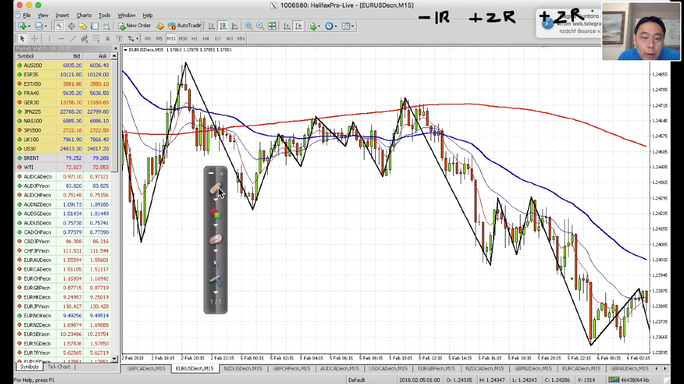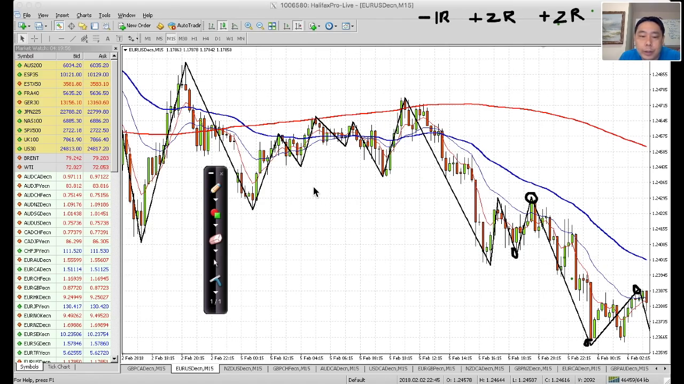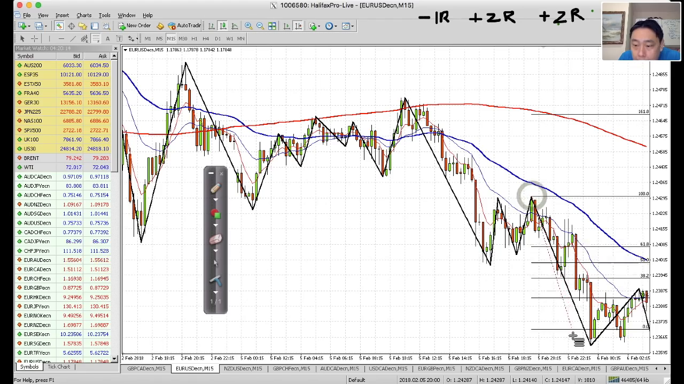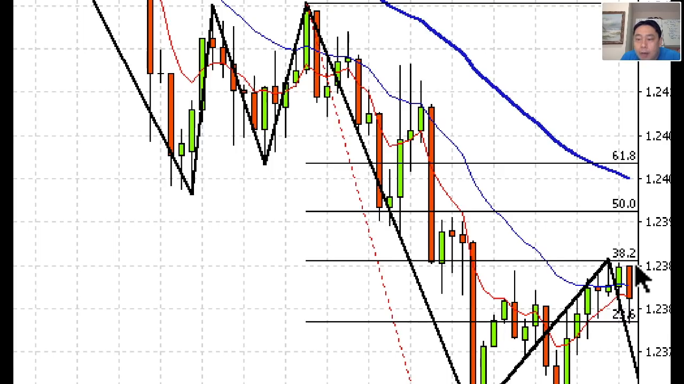All right. So I see lower highs and lower lows. And I see a bearish engulfing pattern. Now, question is that a Fibonacci level? Let's take a look. I can tell it is probably a Fibonacci level, but I just need to confirm that A to B. Yes, it is a 38.2% Fibonacci level.